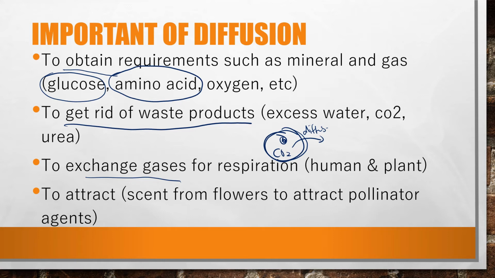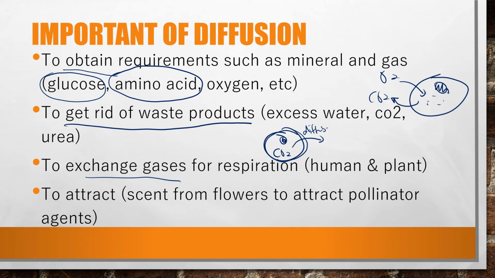Okay, so in our cell we need oxygen. Why we need oxygen? Because we want to generate energy. So the oxygen will diffuse in to the cell. In the meantime, the carbon dioxide will diffuse out from the cell. Okay, nampak tak dekat situ? Gas exchange, dia melibatkan proses diffusion. Okay, nanti kita akan nampak lagi seterusnya.